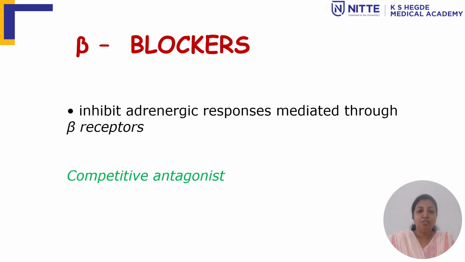So beta blockers, in short, inhibit the adrenergic responses mediated through the beta receptors. You remember adrenergic receptors are of two types, alpha and beta. So we are going to discuss drugs which can block the beta receptors. Beta receptors are of three subtypes: beta 1, beta 2, and beta 3. This group of drugs called beta blockers mainly act on the beta 1 and beta 2 receptors without much action on the beta 3, which is mainly present in the adipocytes. All of them are competitive antagonists at the beta receptors.